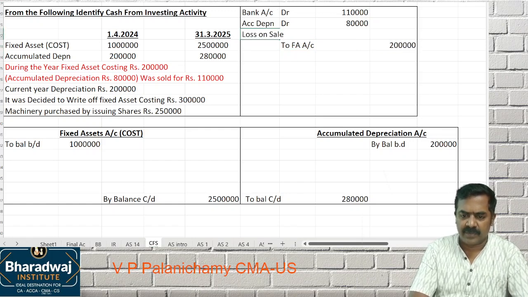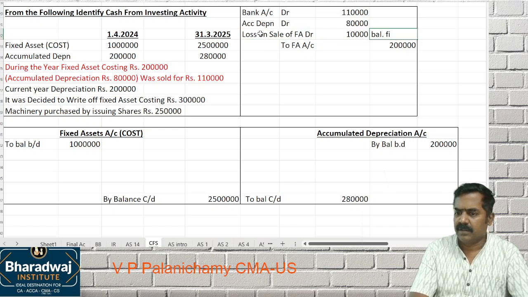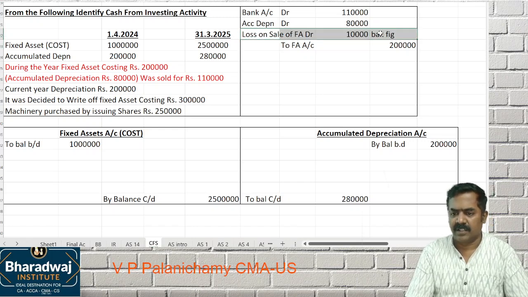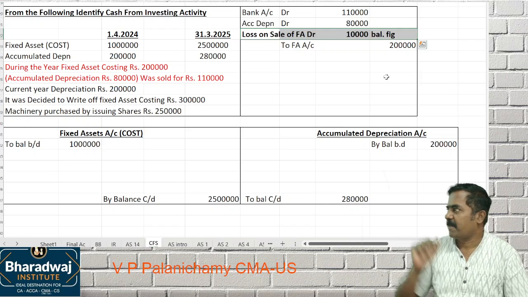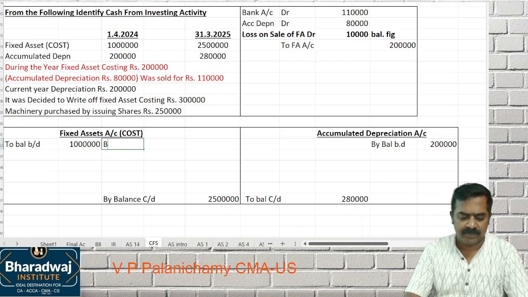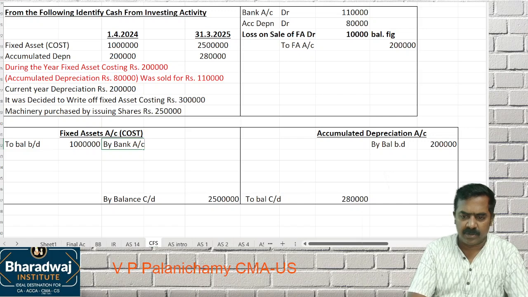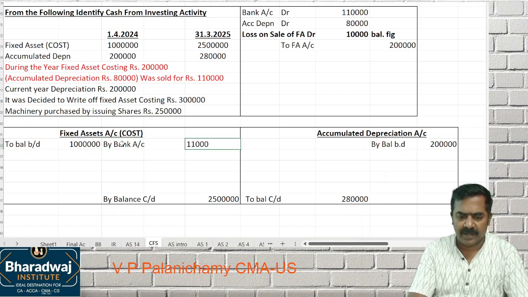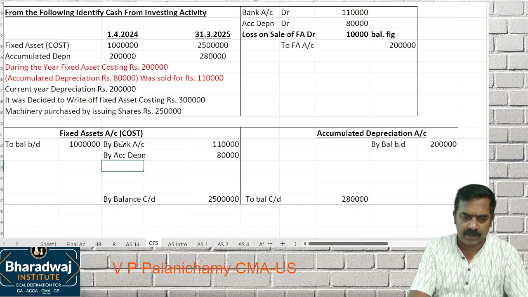As a balancing figure, you will get which one? Loss on sale of fixed asset. Balance how much? 10,000. You get loss on sale of fixed asset. That's a balancing figure. Now, how to post this in the ledger? By bank account 1,10,000. By accumulated depreciation, how much? 80,000. By loss on sale of fixed asset, how much? 10,000.